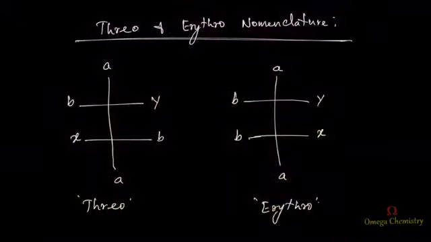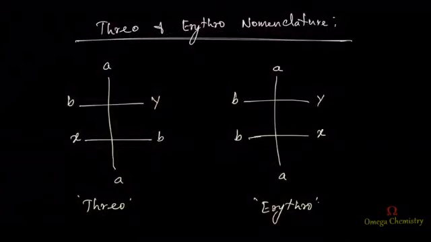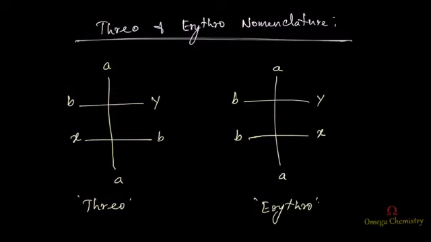Hello everyone. So today we are going to look at Threo and Erythro nomenclature. This Threo and Erythro nomenclature is designed by organic chemists to differentiate diastereomers having two adjacent stereocenters. So this is going to be one stereocenter, and this is going to be another stereocenter. They are adjacent to each other, right?